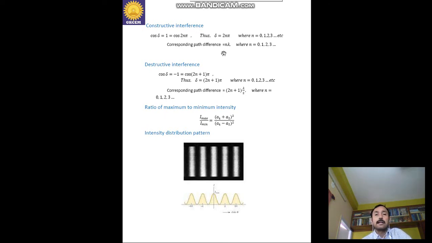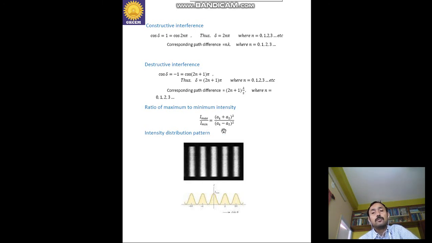For destructive interference, the minimum value of cos δ is -1, so this becomes cos (2n+1)π, thus δ = (2n+1)π, where n = 0, 1, 2, 3, etc. And its corresponding path difference is (2n+1)λ/2. As you know, phase difference is equal to 2π by λ times the path difference. Now the ratio of the maximum to minimum intensity is Imax to Imin.